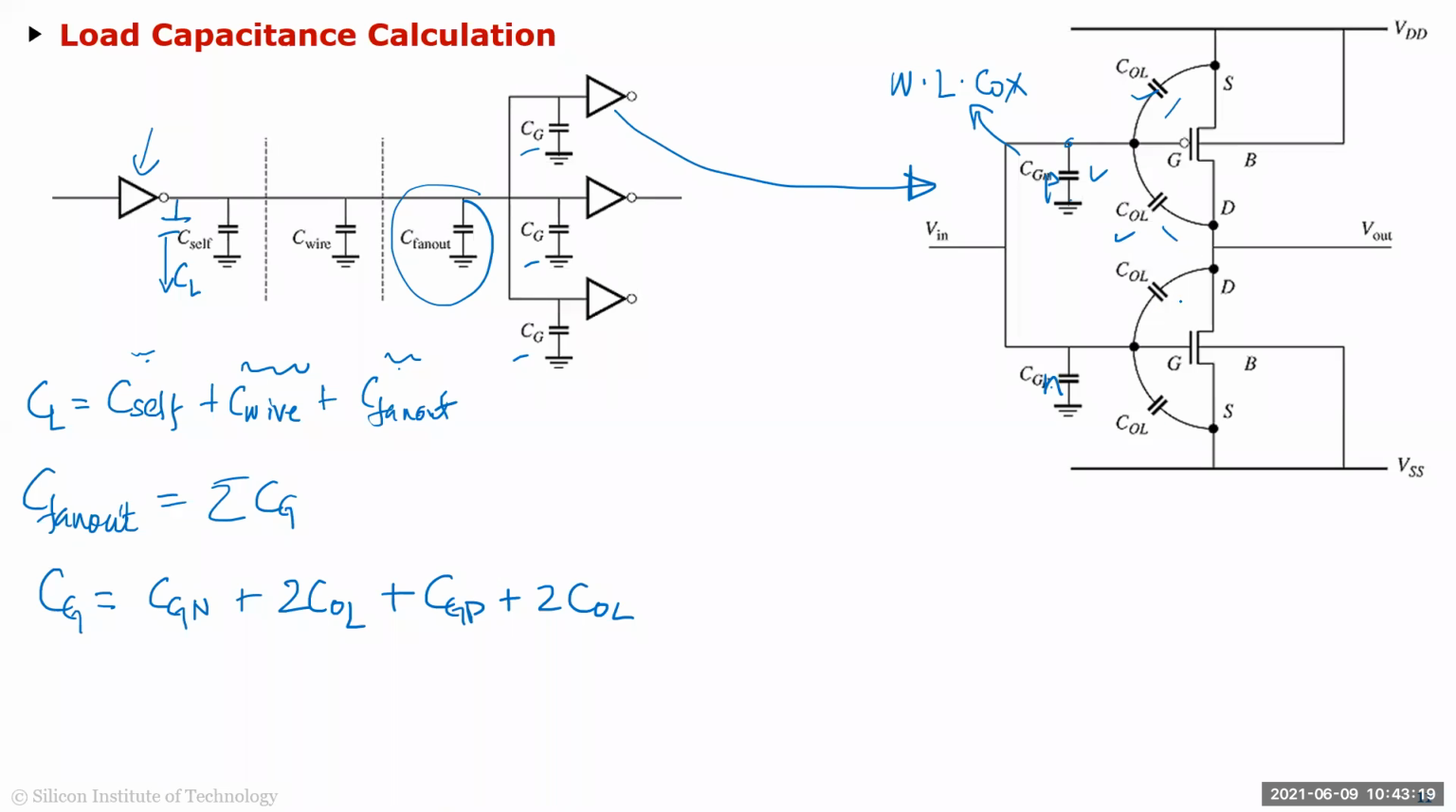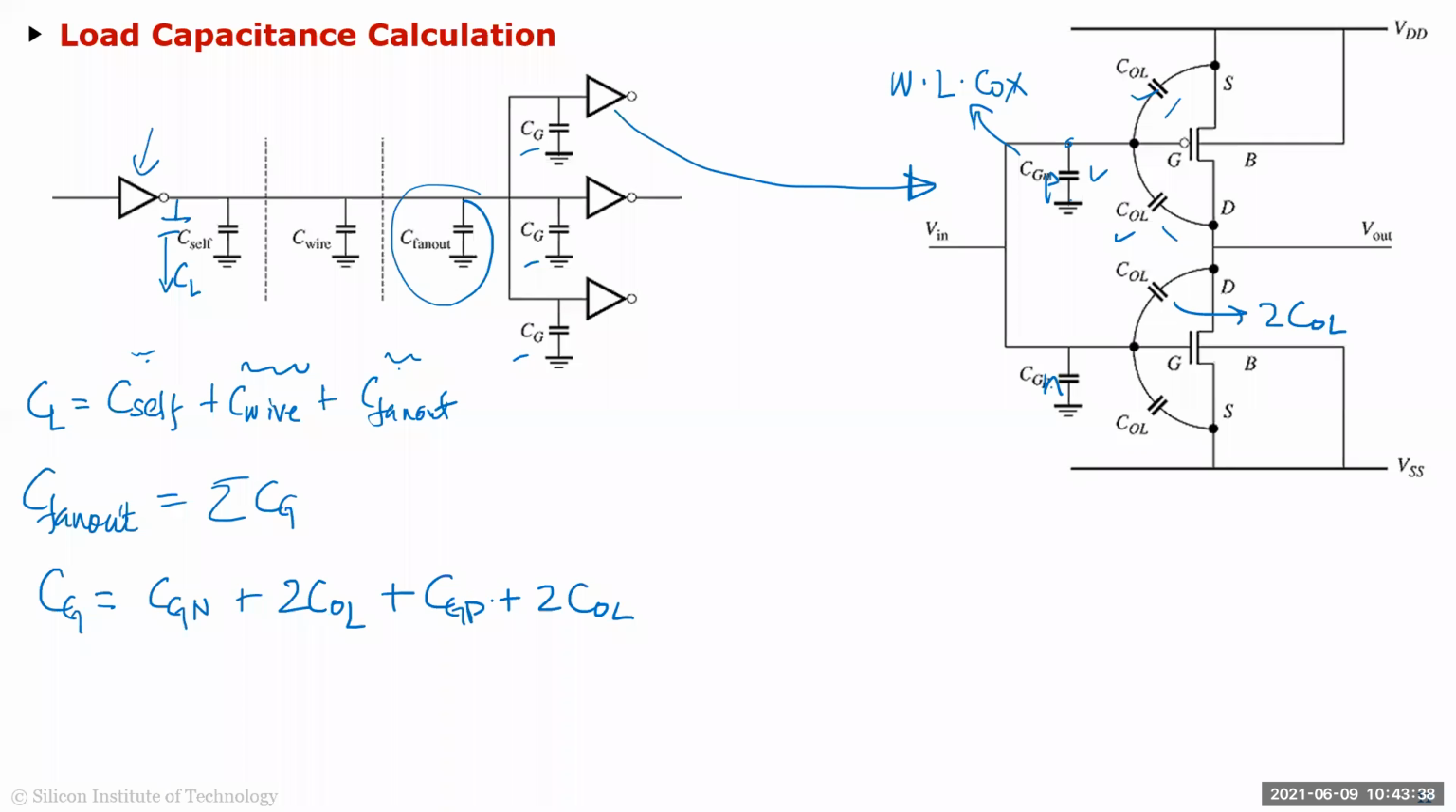To be more accurate, this actually is not COL. This is 2COL because of what's called Miller effect. I'll explain that. I have a slide explaining what Miller effect is. But this is how it's derived in the book, so I'll just leave it that way. This is a very small portion, so it's not a huge error. So I'll just leave it that way.